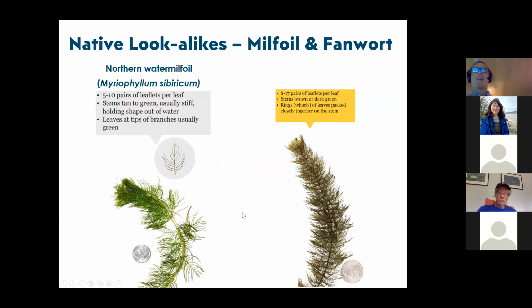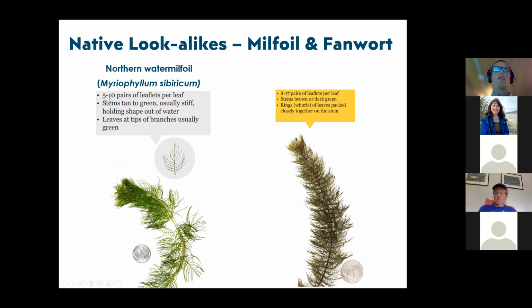And just to make it a little bit harder to keep track of, we also have native milfoils. On the right, this is what's called whorled milfoil, and on the left is the northern water milfoil. We have about 6 species of native milfoils in the region. So it's important that when you're looking at milfoils to pay a little bit extra attention.